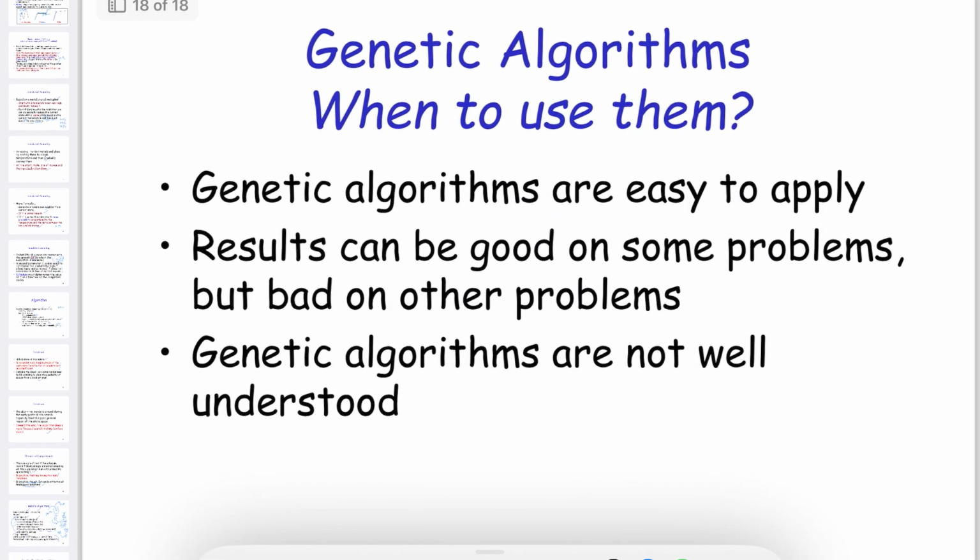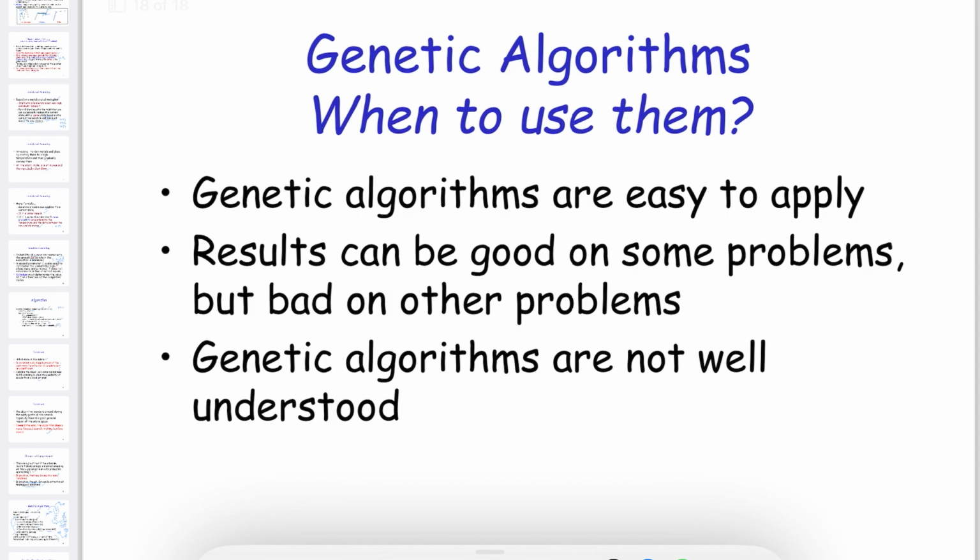So when to use them? Genetic algorithms are easy to apply. Results can be good on some problems and bad on other problems. So a genetic algorithm cannot always give a good solution. Sometimes it may not. That's why the genetic algorithm is mainly preferred for many computer science and electronics related optimization problems. Genetic algorithms are not well understood, so there is some complication in understanding them.